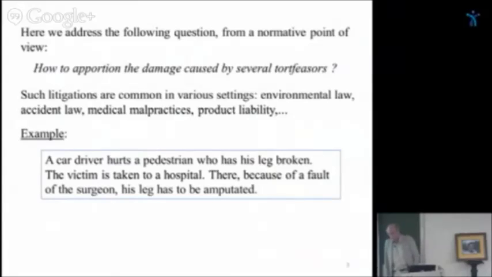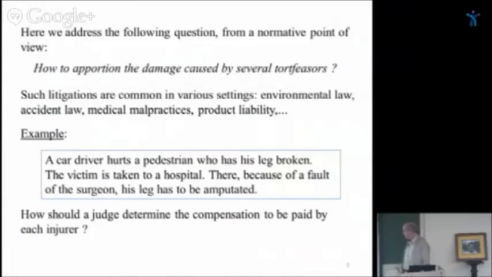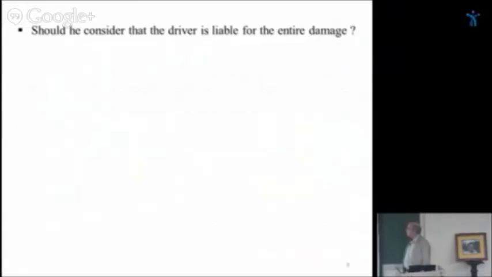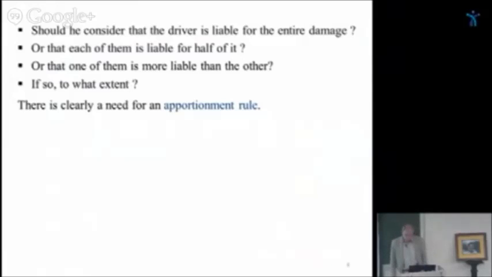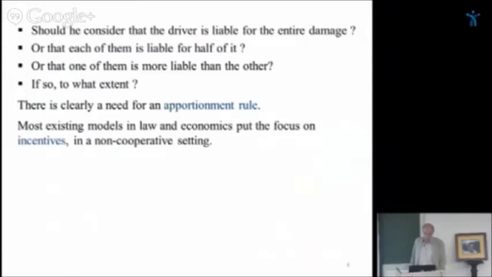So let's take an example. We have a car driver, there is an accident, the pedestrian has his leg broken. The victim is brought to the hospital and there is a fault by the surgeon, and I'm sorry, but the leg has to be amputated. So how to determine the compensation that the victim is clearly entitled to? Should the judge consider that the driver is liable for the entire damage? Or should each of them pay half or cover half of it? Or that one of them is more liable than the others, but then to what extent? That is the simple and difficult question that we look at in this framework.